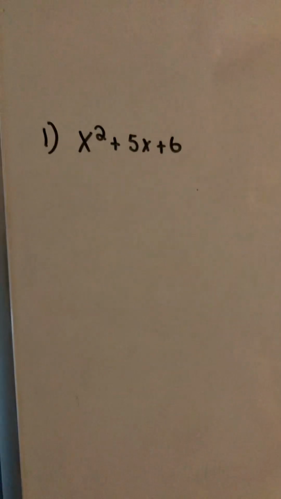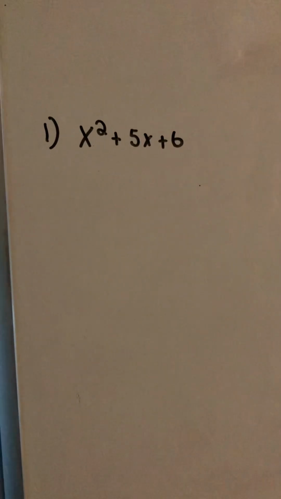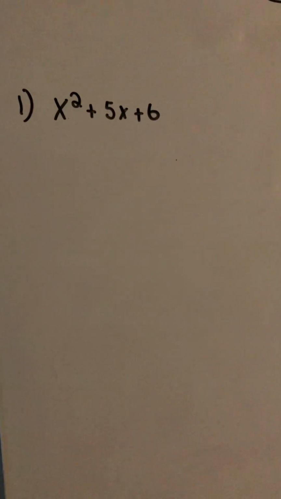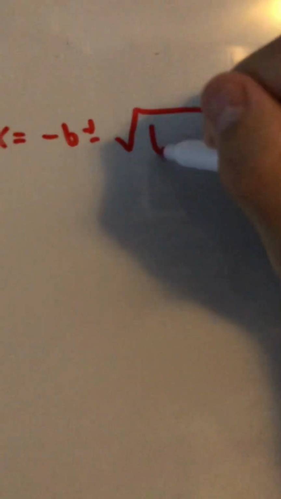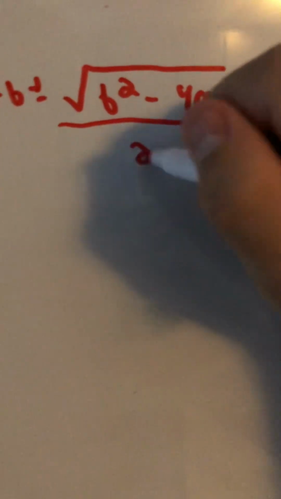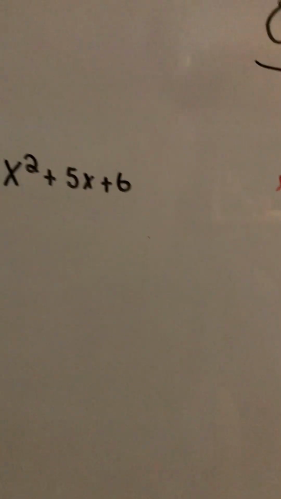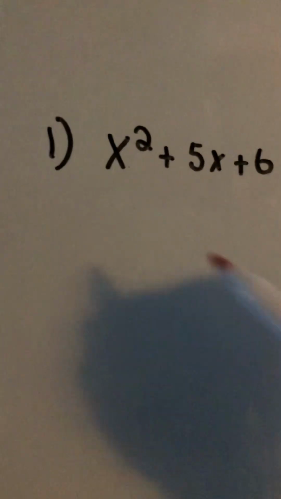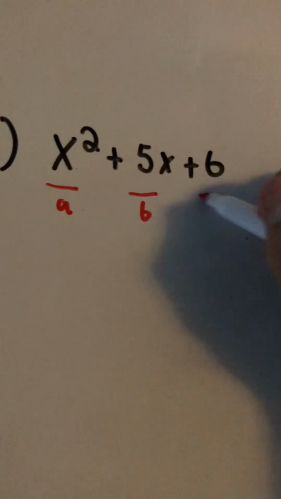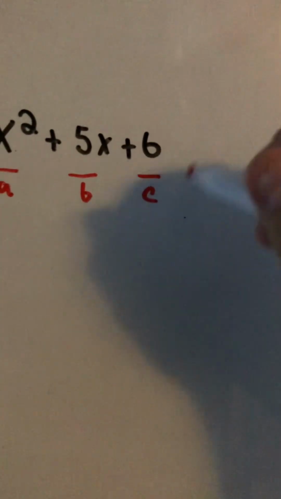Number 1. Use the quadratic formula to solve this equation: x squared plus 5x plus 6. All right, so what's the quadratic formula? I'm going to rewrite it out here. The quadratic formula, as you recall, is x is equal to negative b plus or minus the square root of b squared minus 4ac over 2a. All right, so what are a, b, and c in this example? It turns out that a is going to be the coefficient of x squared, b is going to be the 5 from the 5x, and then c is going to be the constant, which is just 6.